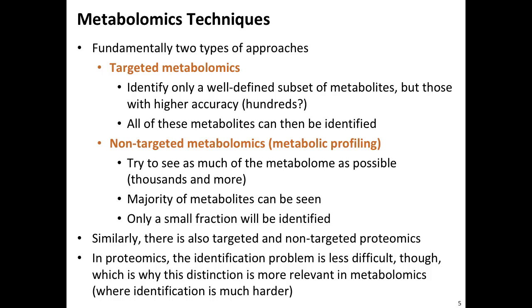In metabolomics, actually, to a larger extent than we see that in proteomics, we distinguish targeted and non-targeted approaches. Targeted metabolomics aims at identifying a well-defined subset of the metabolites, often with high accuracy, but only a small subset, hundreds of metabolites. There are kits, there are companies that sell them to do that. There are different approaches for doing that. All of these metabolites are then automatically identified because you go in there in a targeted fashion, you know what you're looking for.